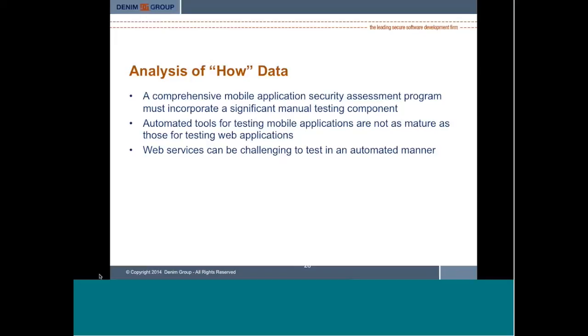But it's important to understand that, looking across this data set, you have to include a non-trivial manual component in order to do this. As I said, the automated testing for mobile applications is not as mature as for those testing web applications. And this is, I think, very much typified by how challenging it can be to scale up the testing of these web services in an automated manner.